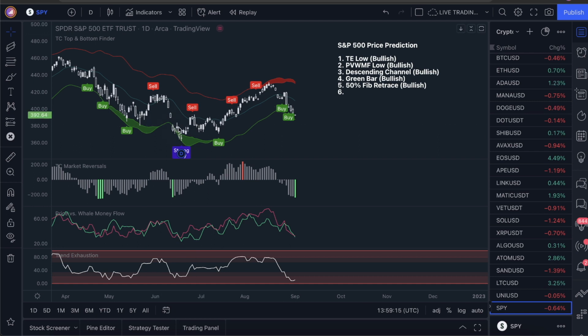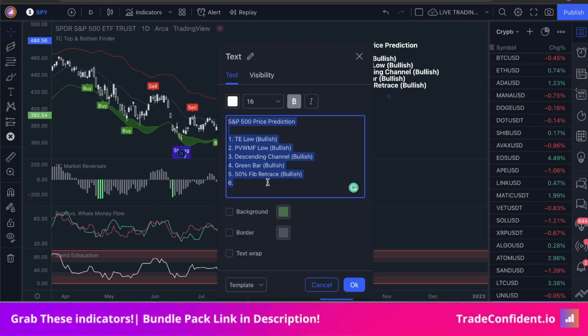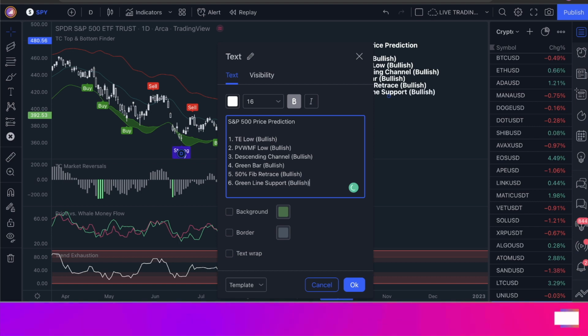What I've observed in the past is when we come down to liquidity pools, or when we come down to this area where this green line is forming, we are seeing pretty nice correlated bounces back up in the market. So I am looking for this to honestly be another bullish sign that we could be seeing a move back up here pretty soon. And I'm going to call this the green line support, okay? This is going to be on the TC top and bottom finder, and this is bullish as well.